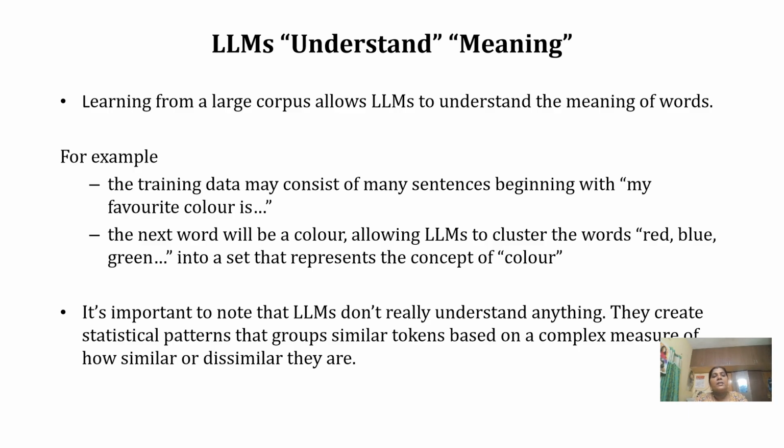For example, the training data may consist of many sentences beginning with "my favorite color is". Okay, so the next word will be a color, allowing the LLM to cluster the words that is red, blue, green into a set that represents the concept of colors. So it is like, based on various sources in the corpus, it automatically predicts the next word to be the different colors.